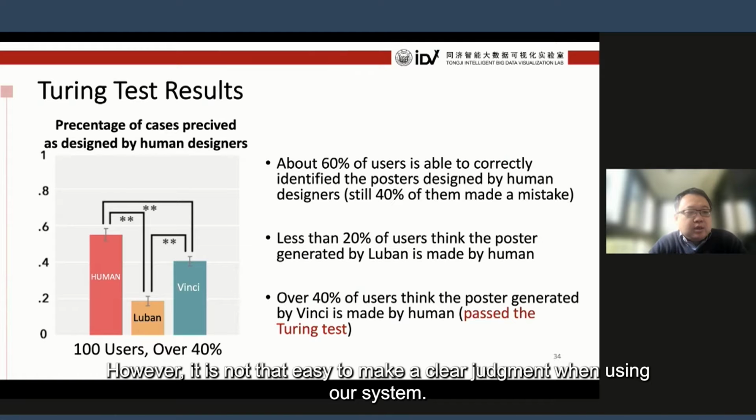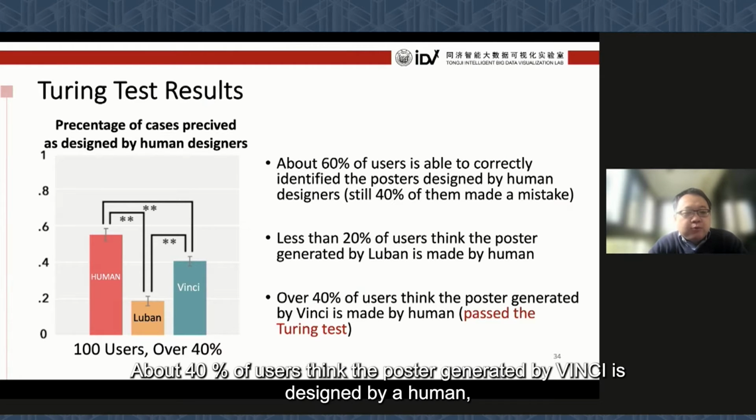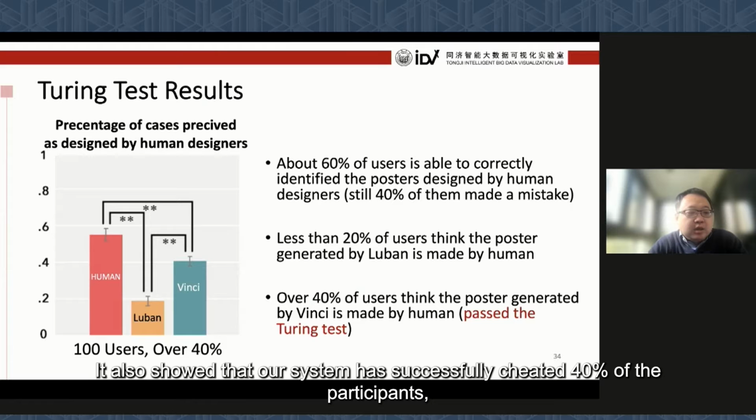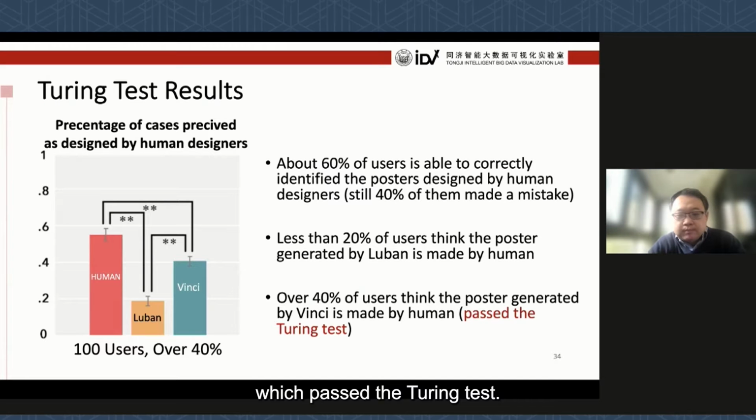However, it is not easy to make a clear judgment when using our system. About 40% of the users think the poster generated by Vinci is designed by a human, which is actually wrong. But it also shows that our system has successfully fooled 40% of the participants, which passed the Turing test.